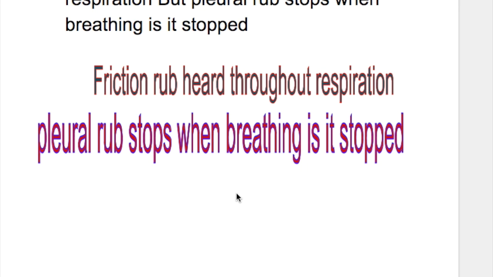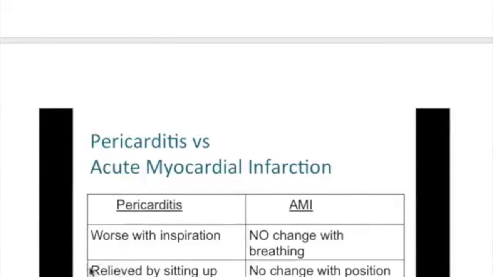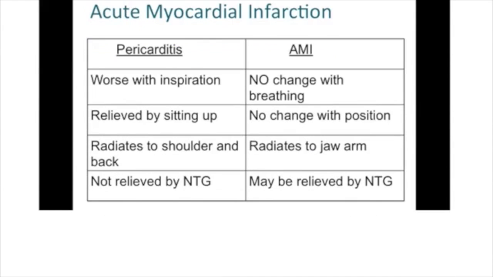How do you differentiate the frictional rub which appears in acute pericarditis from the pleural rub which occurs in pulmonary conditions or pleurisy? Frictional rub is heard throughout the respiration, whereas pleural rub stops when breathing is stopped. The patient gets a little bit of relief on sitting in acute pericarditis, whereas there is no change with positional change in the pain of acute myocardial infarction. So in what other condition is pain relieved or decreased on sitting? It is the pain of acute pancreatitis, which is decreased in the sitting position.